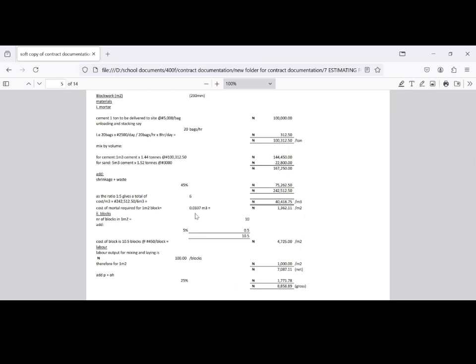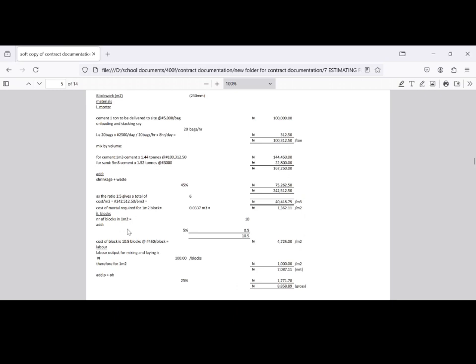And remember, block is in square meter, so our rate will be per square meter. So we have to convert this to 1 square meter. For 1 square meter, we need this, but per cubic meter, this is the price. So how are we going to get the price for 1 square meter? We multiply 0.0337 times 40,000, and we'll get this. So this is the cost of mortar.